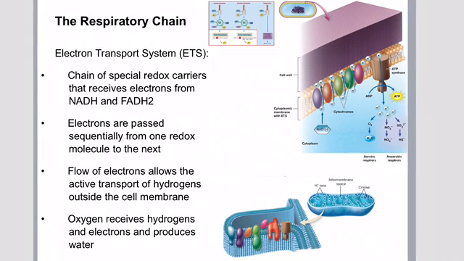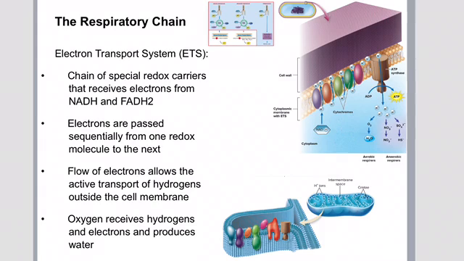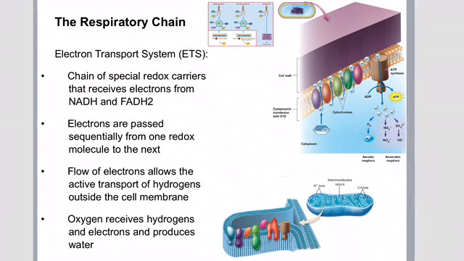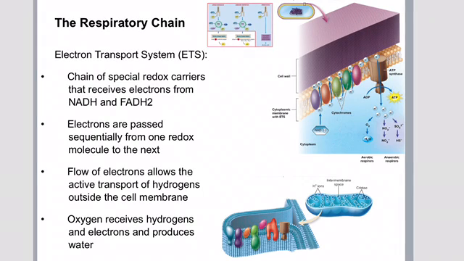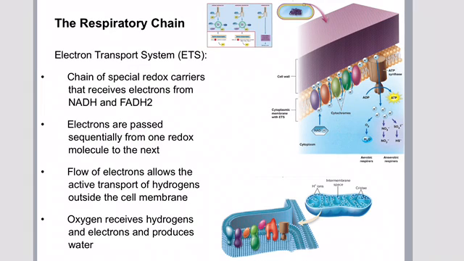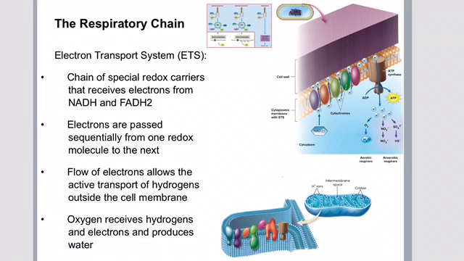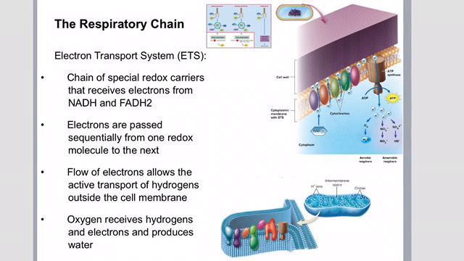Starting off at the respiratory chain, which is where the final processing of electrons and hydrogen happens, and also where the most ATP is generated. A special chain of redox carriers will receive electrons from NADH and FADH2, which were previously generated by the Krebs cycle and glycolysis. Electrons are then passed subsequently from one redox molecule to the next, and the flow of electrons allows the active transport of hydrogens outside the cell membrane where the respiratory chain is located.